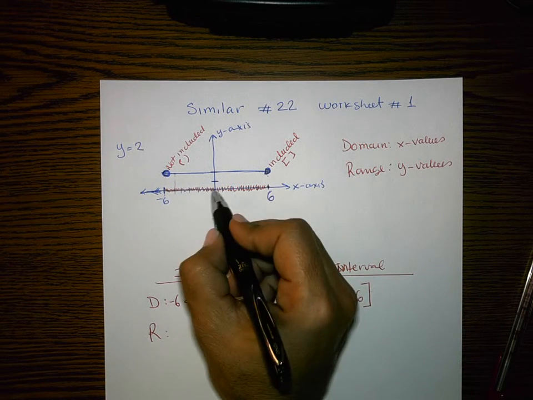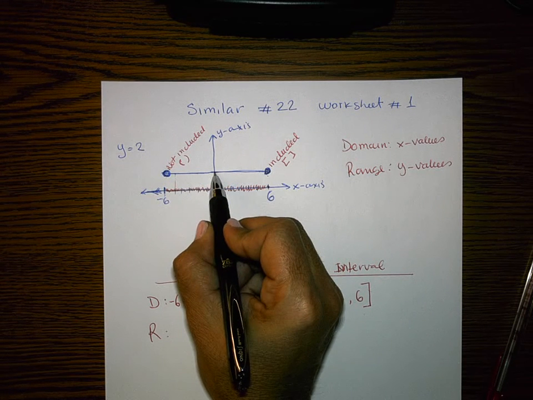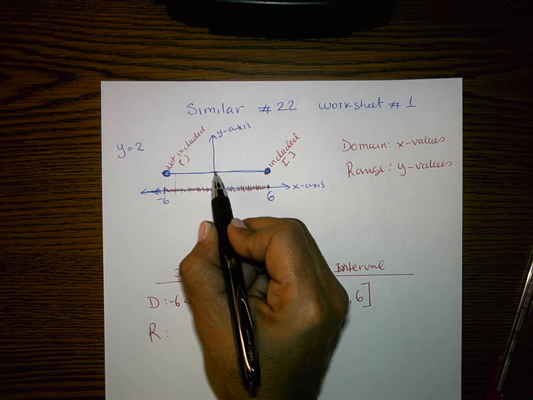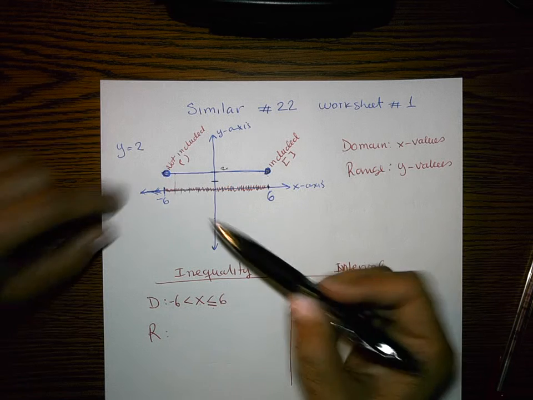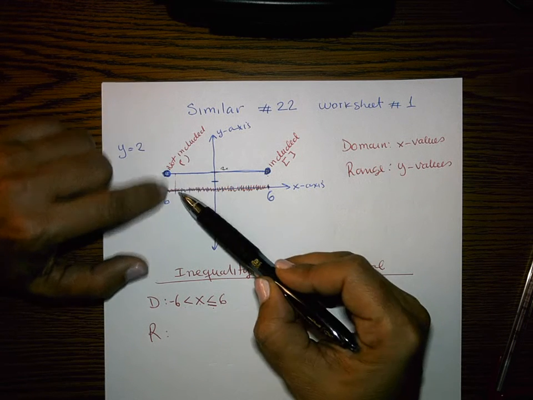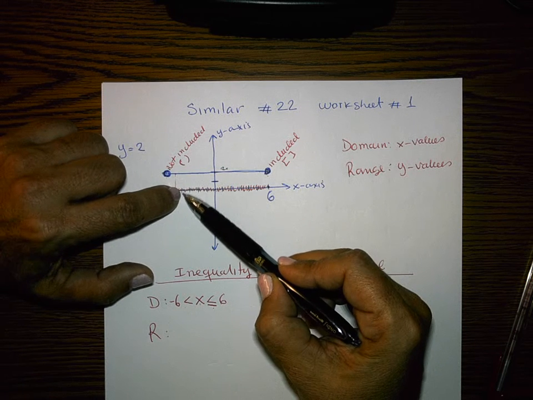It looks like no matter what x value you pick, the only value you always get for y is this positive 2. Let's think about it for a minute. Negative 6 was matching with the 2. Negative 5 was matching with the 2. Negative 4 was matching with the 2.